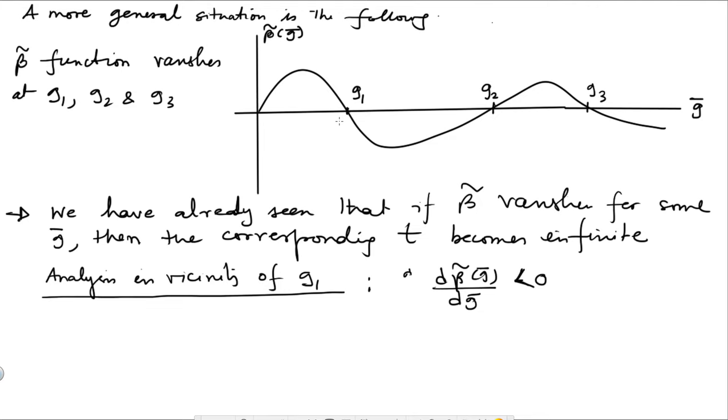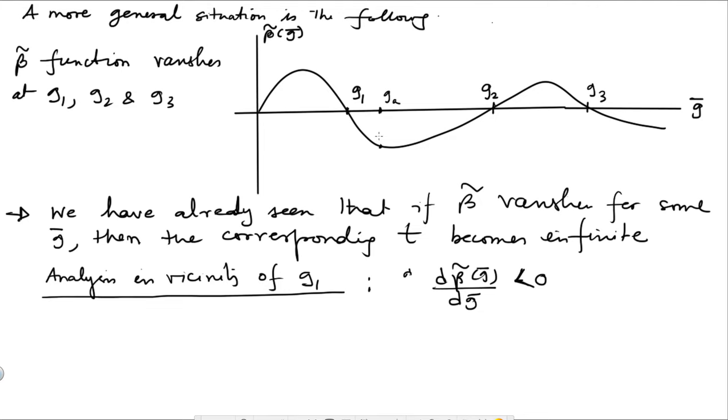Now you start at some value of running coupling near g1. Let's start here. When I start here, let me give it a name. Let's call it G A. The real thing is G1, I'm just taking an arbitrary point G A. Now here, the value of beta is negative.